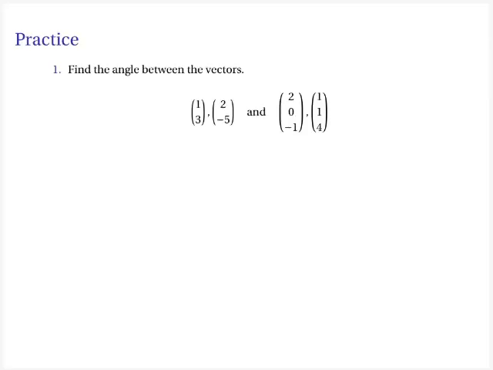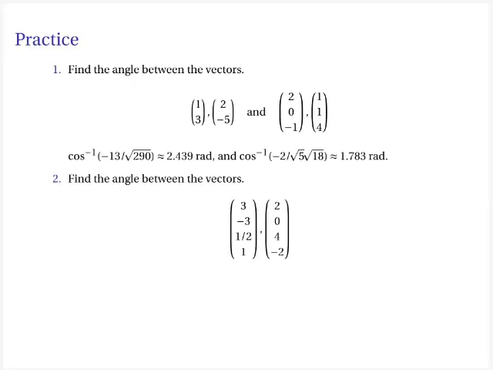Okay, so practice, please. We're applying the angle formula that we just had a couple slides ago. Here we go. The arc cosine of minus 13 over the square root of 290, and my calculator said such and such many radians. Likewise for the three tall vectors, I got so and so many radians. Find the angle between these two vectors. Okay, great, and my calculator gave me 1.288 radians.